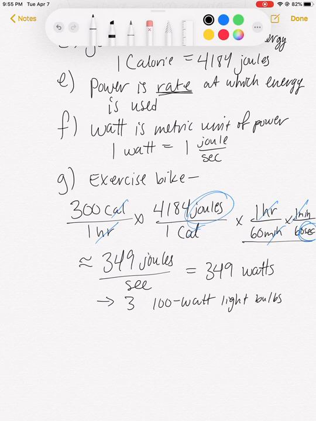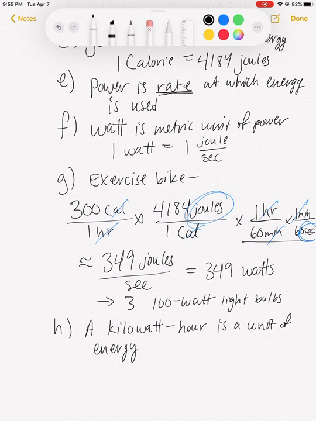If you keep pedaling at that rate, you'll use 300 calories an hour. Part H: what is a kilowatt hour? A kilowatt hour is a unit of energy. Remember, watts was a power unit, but if we multiply watts by hours, we get back to energy. So it is a unit of energy.